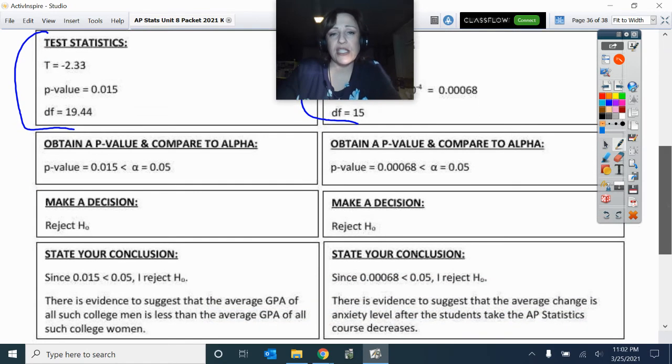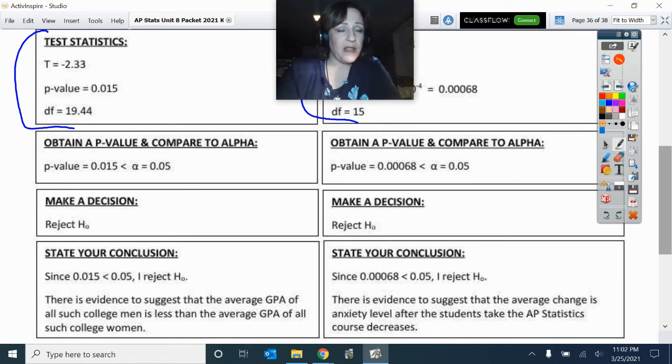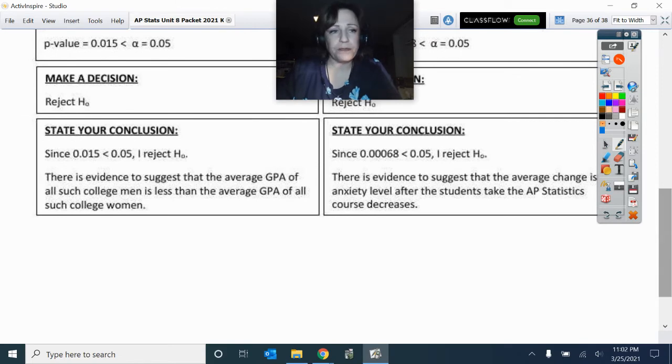Okay, so obtain your p-value and compare to alpha. In both cases, we rejected. So let's look at the conclusion and careful wording. So here we go.